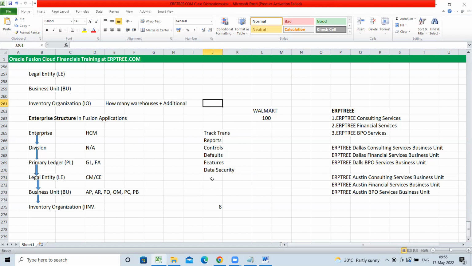Any questions, please? Okay, no questions. Tomorrow's session we'll talk about the chart of accounts at a more detailed level. So that's done for today. See you tomorrow. Thank you all.